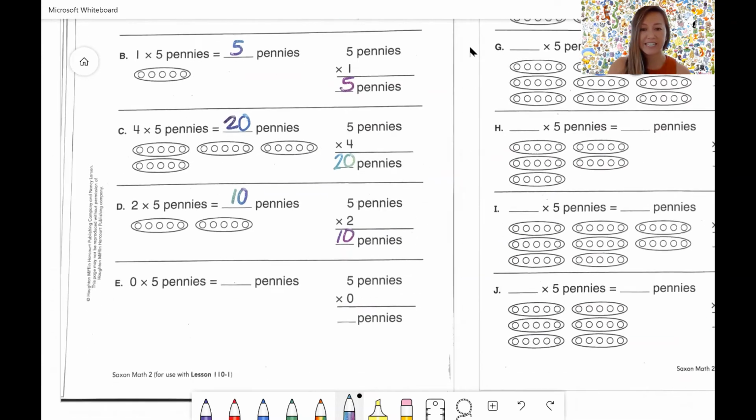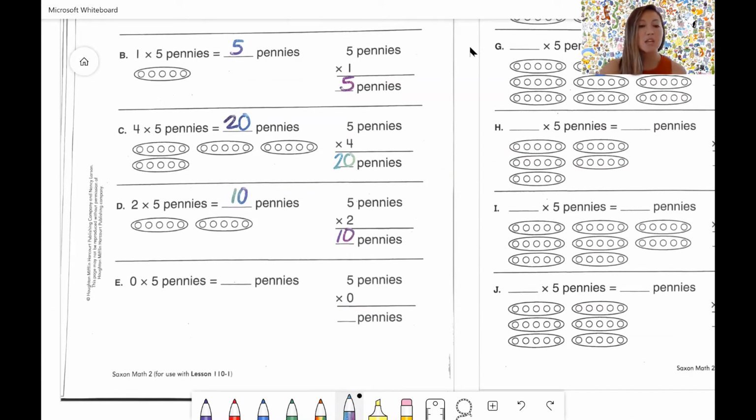Moving over, let's see if I have anything else. Oh, we have an E. Let me finish E. 0 times 5 pennies, you got it. You have nothing here, no group. 0 times anything is always 0. 5 pennies times 0 equals 0 pennies.